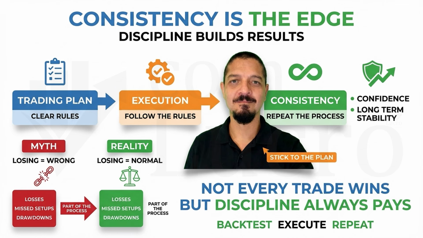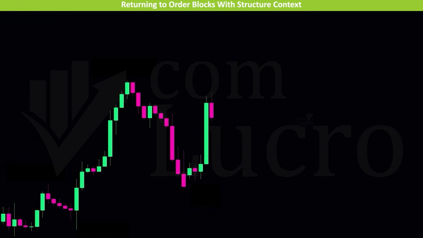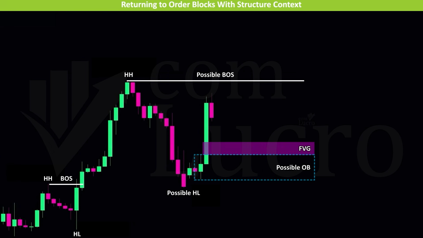Now, everything we've covered so far gives you a complete and structured approach to trading order blocks. But once you understand this foundation, there are also more advanced nuances that can further improve your execution. In this next example, we once again observe a strong upward move accompanied by inefficiency, suggesting a potential order block. However, without a confirmed break of structure, this order block remains technically invalid.